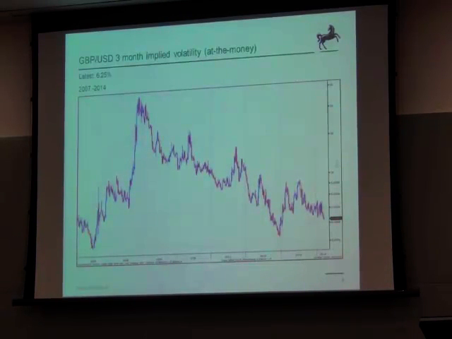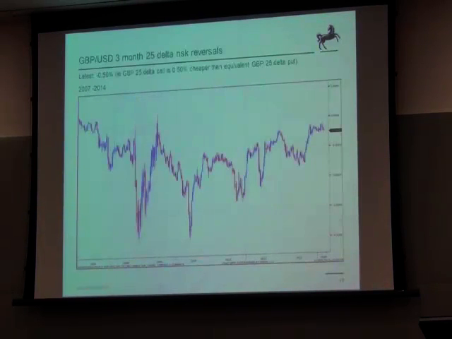So, of course, we'll look at the conclusions of this in a moment, but the final chart I want to show you in this section is the 25 delta risk reversal. Now, I do need to explain a little bit what it is you're looking at here, because it's not immediately obvious.